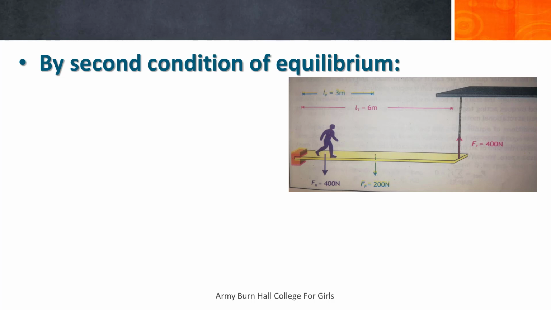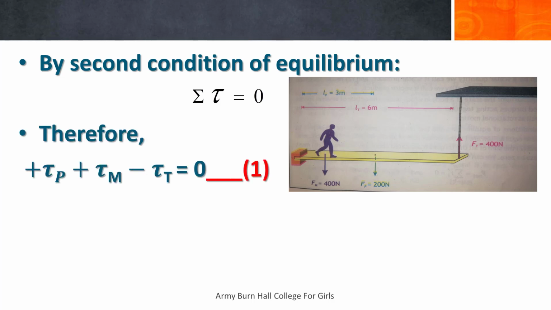Okay, so again, you can see we have just one unknown value, but that unknown value is a distance, so we cannot calculate it from the first condition of equilibrium. There is no need of applying the first condition of equilibrium over here, that is useless. So we will just apply the second condition of equilibrium. In this case, the sum of all the torques is equal to 0.